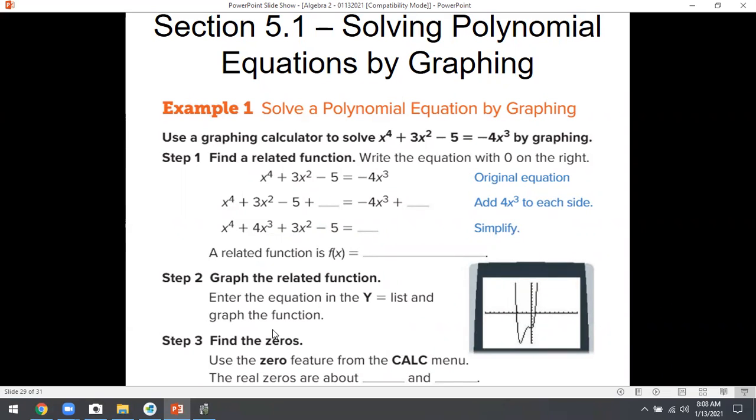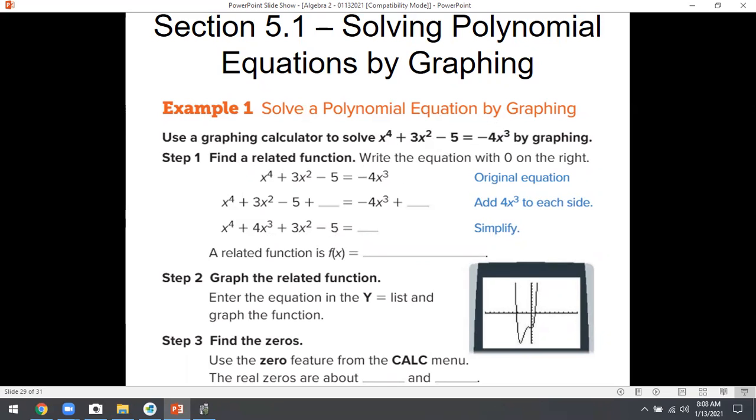And let's just do a couple examples, then I'll turn you loose. Here's example 1. Copy it down in its original format. X to the 4th plus 3x squared minus 5 equals -4x cubed. The only thing you got to remember to solve by graphing is to set it equal to 0. So what's the first thing you guys would do? I'd probably just take this -4x cubed and add it to both sides, wouldn't you? Do that in your work. Add 4x cubed to both sides.